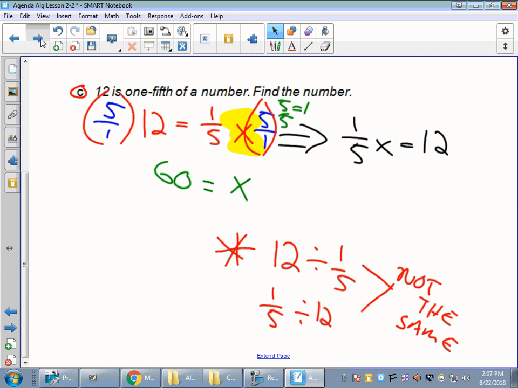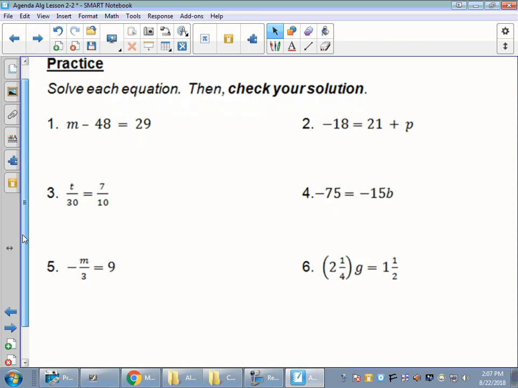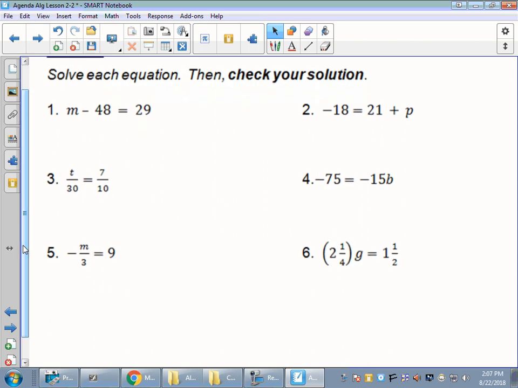All right, the next step is these practice problems here, just the equations, and we're solving them and then checking our answers to make sure they're right. I'm just going to run through them. We're going to have to solve all of them, but let's just take a look at number 1 and what you would do here. It's m minus 48, so they're subtracting 48, so the inverse operation would be to add 48 to both sides, and then you could get your answer. Okay, and you guys can finish it from there.